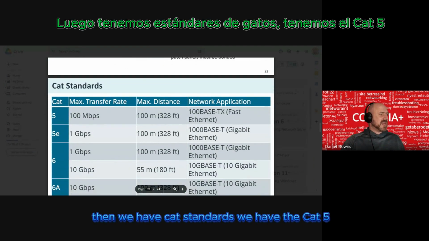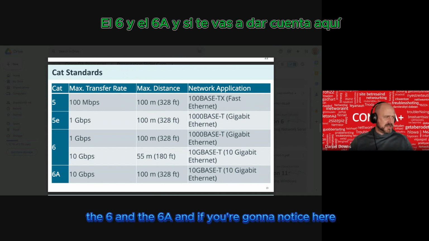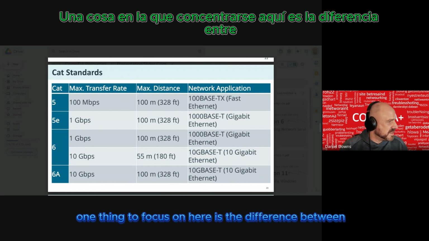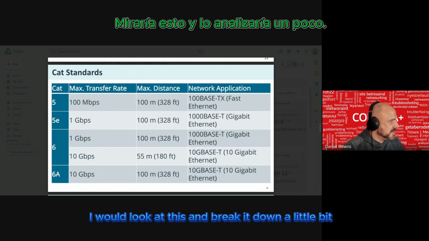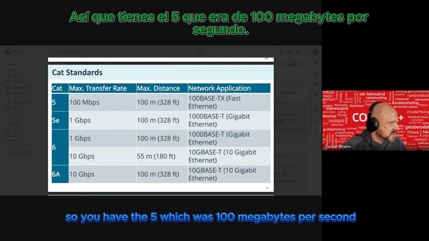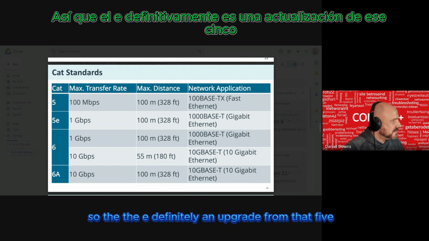Then we have CAT standards. We have the CAT 5, the 5E, the 6, and the 6A. And you're going to notice here, we have the max transfer rate, the max distance, and the network application. One thing to focus on here is the difference between them. I would break it down a little bit like this: the 5 and the 5E together, and the 6 and the 6A together. So you have the 5, which was 100 megabits per second, and then you have the 5E, which is 1 gigabit per second. So the E is definitely an upgrade from that 5.